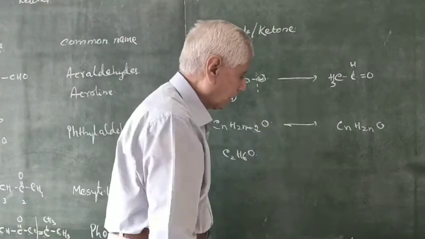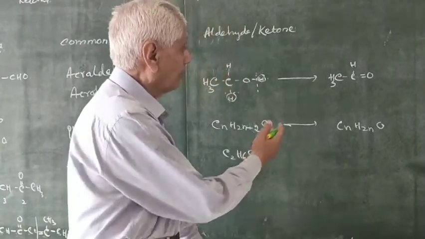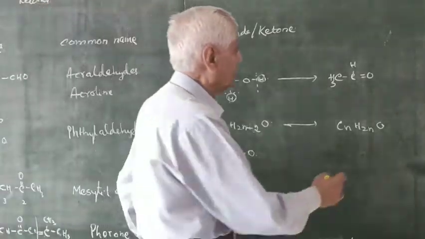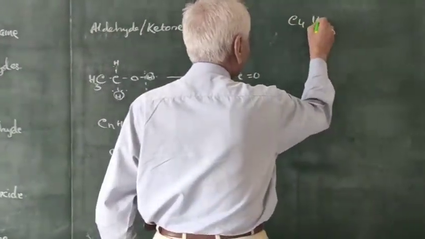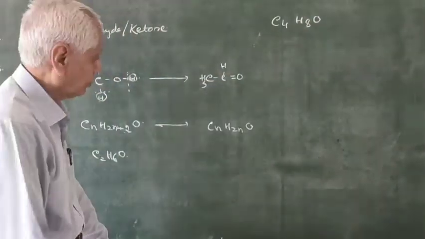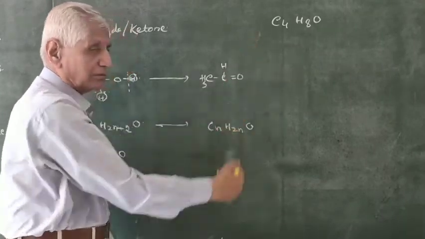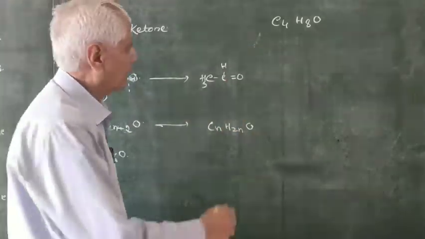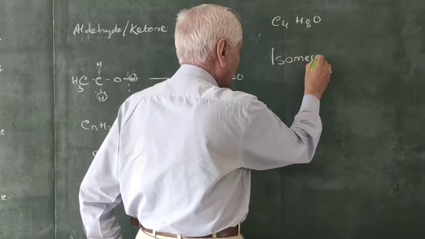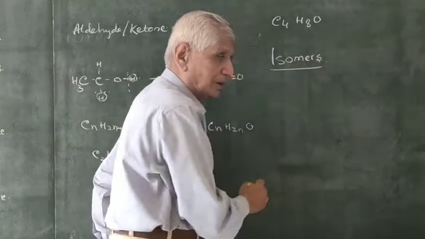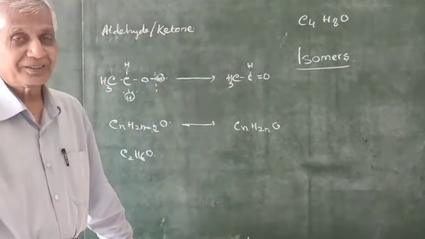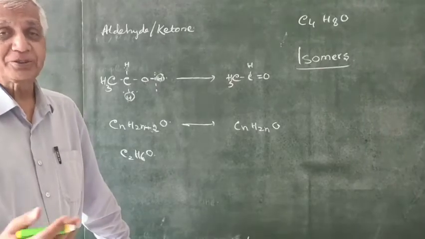Now, the compounds having this particular formula show different isomers. Let us take for example C4H8O. Here carbon atoms are 4, double the 4 means 8. C4H8O. This particular compound shows different isomers. What are the different isomers possible for this? Can you write? Try. Please try to write the different isomers for this.